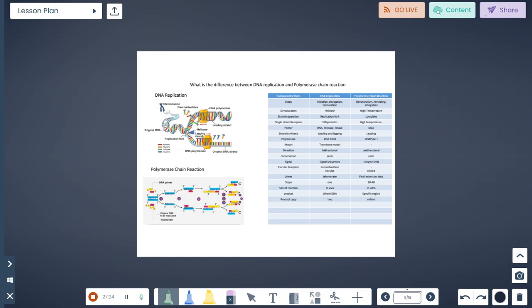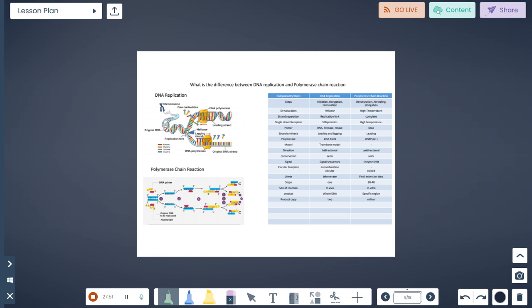And if you are using a linear template, there will be a telomerase enzyme. And it is actually a one-step process, and this is in vivo. In DNA replication, the whole genome DNA will be replicated, and usually you will get only 2 products.